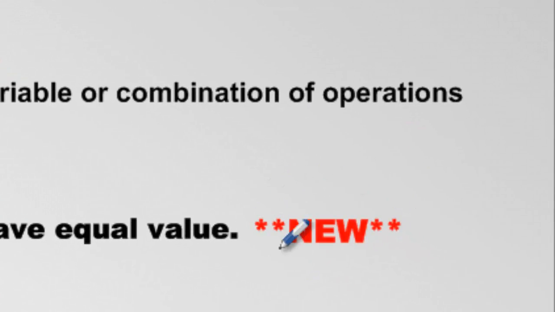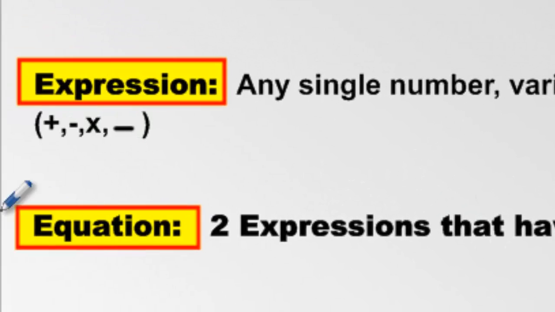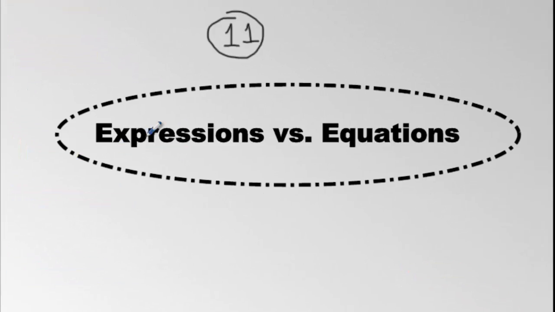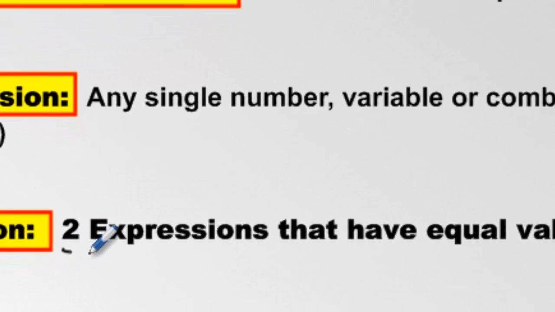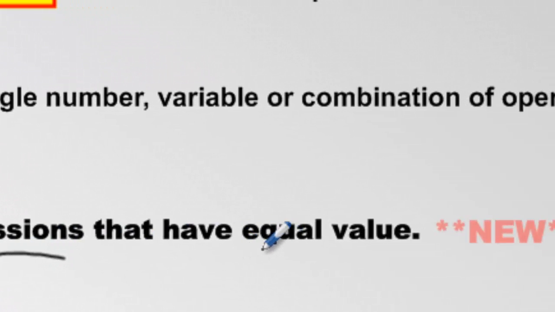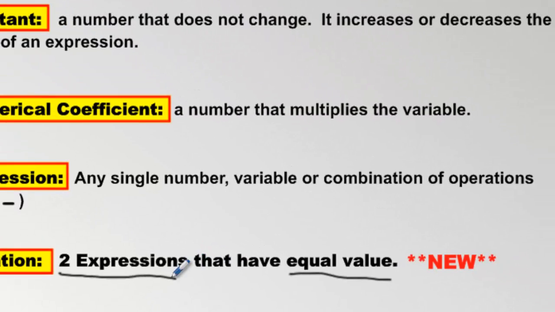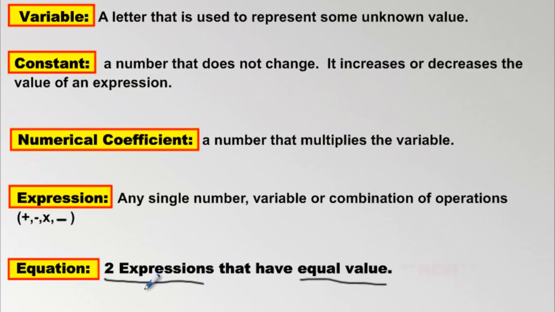It is the word new. It's flashing right in front of your face, trying to get your attention at this new term, equation. And that is the point of this lesson. We're going to be looking at expressions and comparing them with what equations are. So let's go ahead and define what an equation is. An equation is when you have not one expression, but two expressions that have equal value. In other words, take two expressions and stick an equal sign in between them, and you've got yourself an equation.